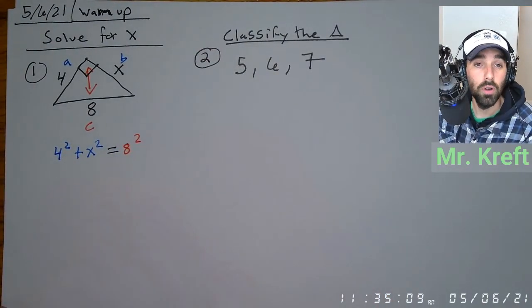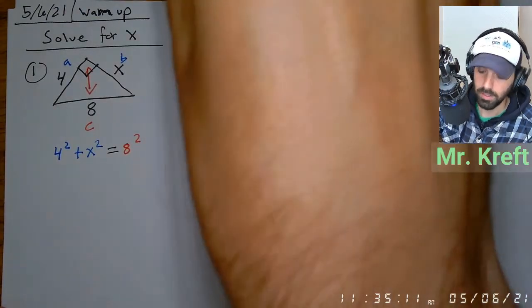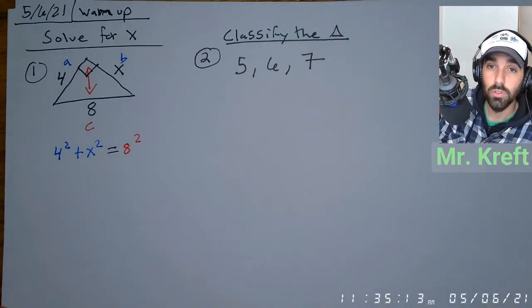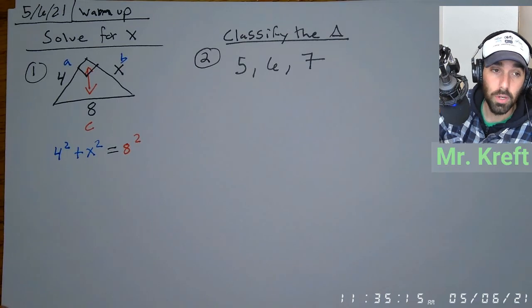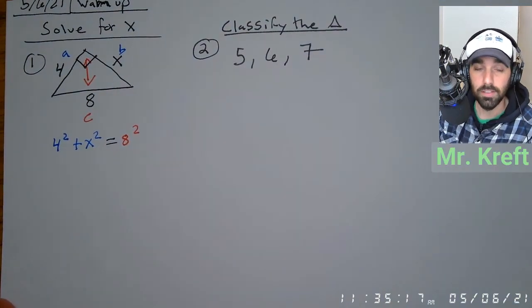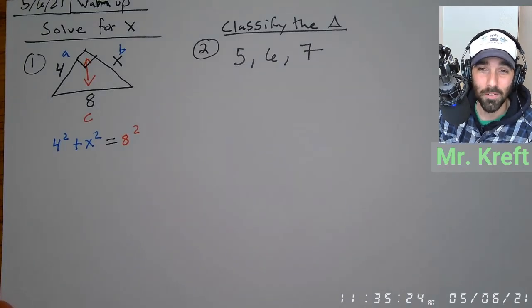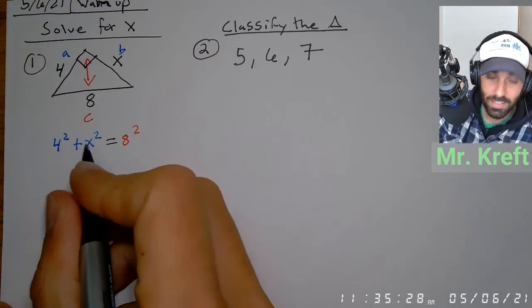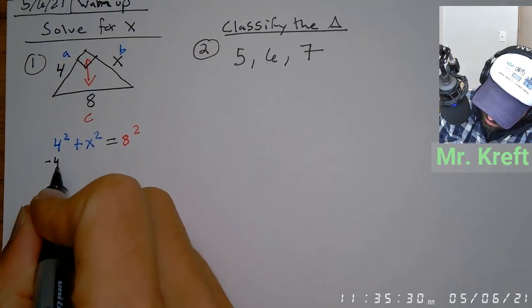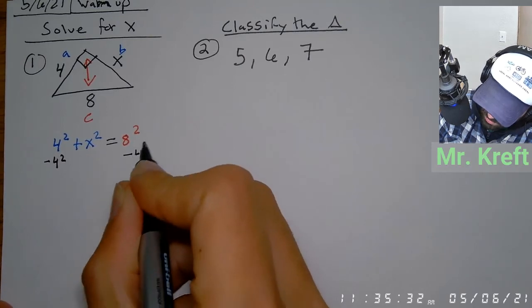So to solve these, I want to isolate the x term that I'm solving for. So to do this, and again, we're going to be seeing this quite a bit, I don't want to use my calculator or my brain until the very end, right? Doesn't that sound fun? I don't want my brain to be working harder than it needs to. I just want it to do it once. So I want to get this x squared by itself, so I'm going to subtract 4 squared from both sides.